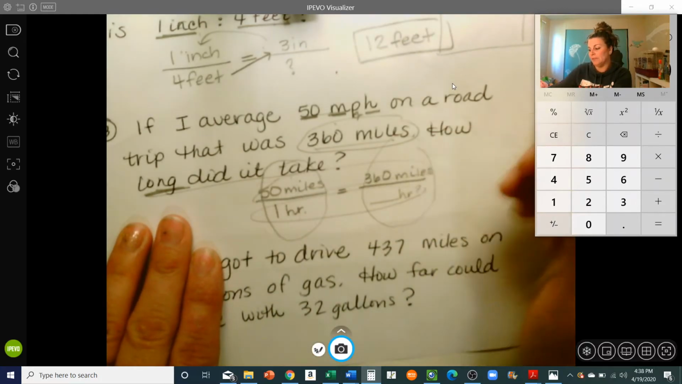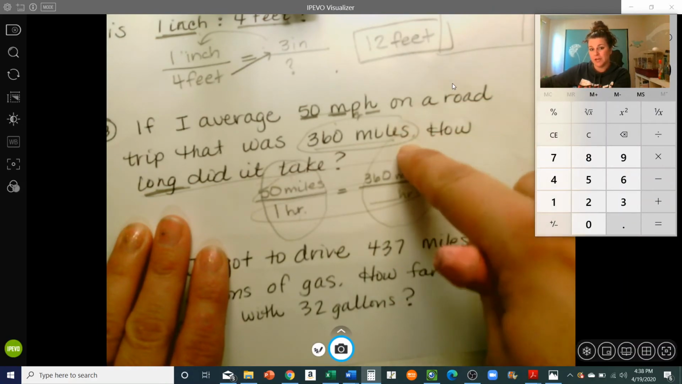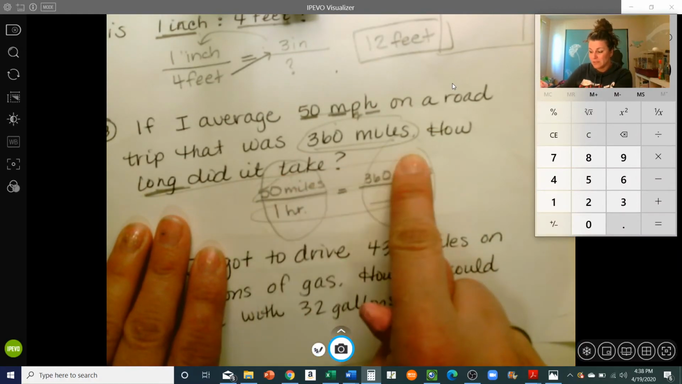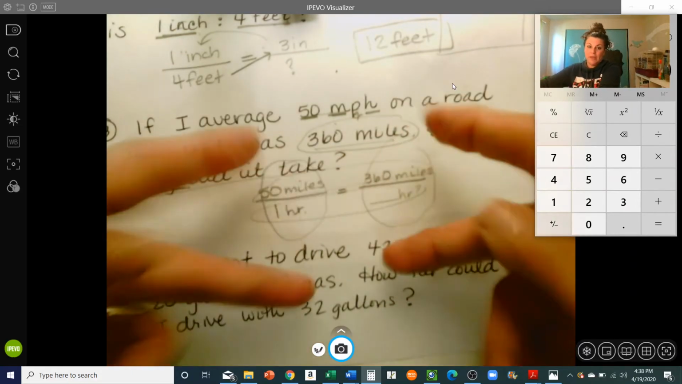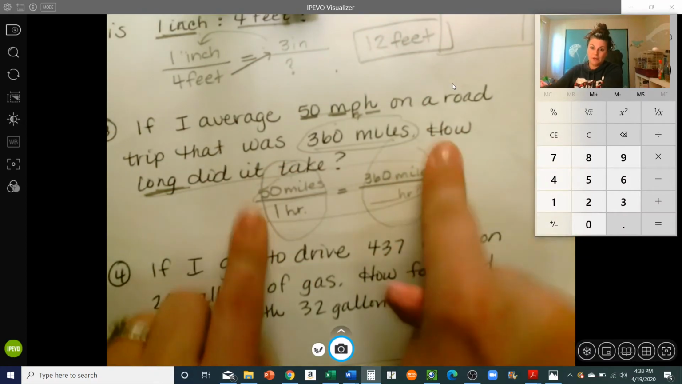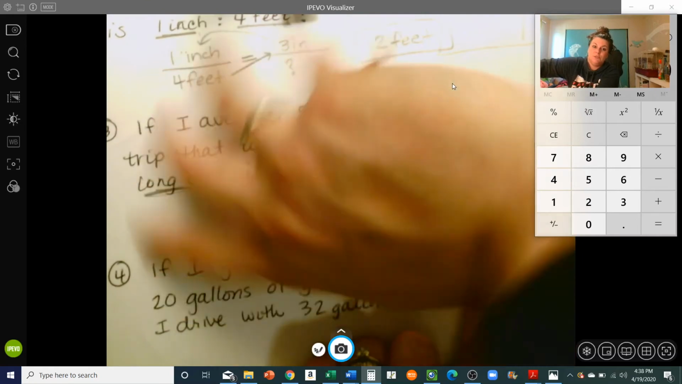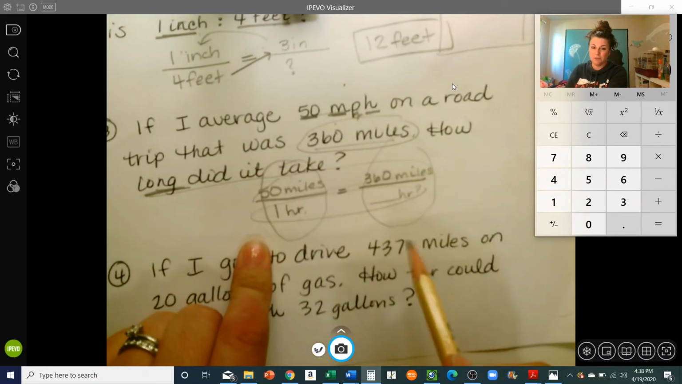So I couldn't have just this one flipped. If just this one was flipped and I had hours on top and the 360 miles on bottom, that wouldn't be right. That wouldn't work because I have to have my miles together and my hours together. Okay, I could flip everything and I could flip this way. Okay, and I could spin it around, but I still have to have all those rules followed.